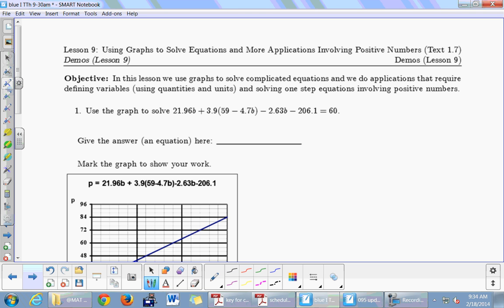Okay, so last class we solved one-step equations, and today we're going to do the same thing, but there'll be word problems that the one-step equations come from. So you'll define variables and do all that stuff. But there is one new technique that we're going to use, and it's to solve stuff like this in number 1.